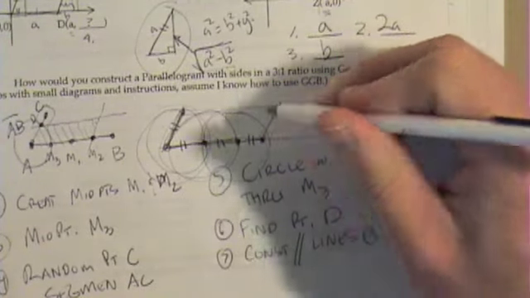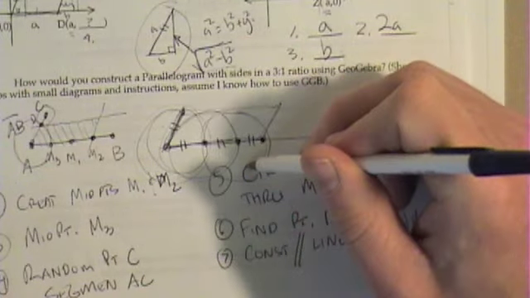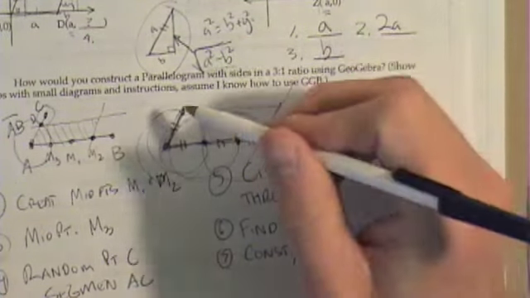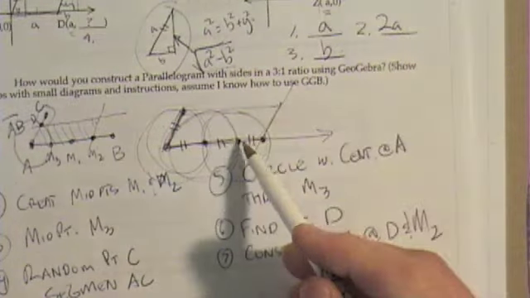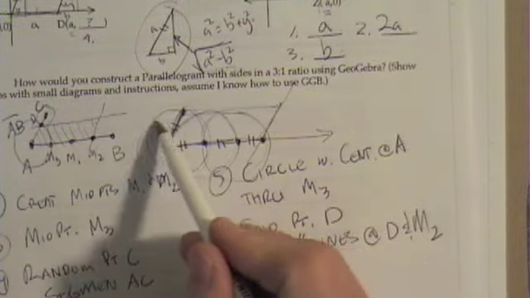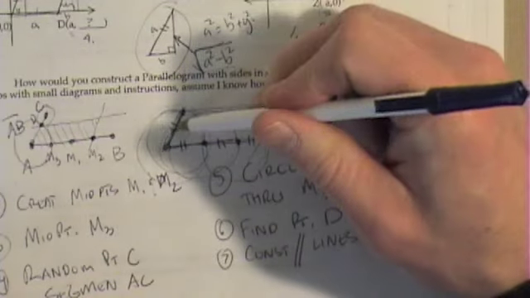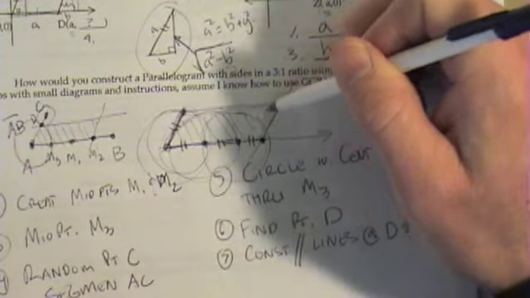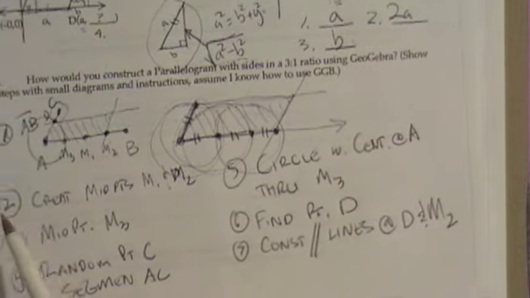Then I would just click right here, click right there, and make a parallel to this one. Then I would click up here and click on this line right here and make a parallel this way, and this then will be my parallelogram. That's an easy way to do it.